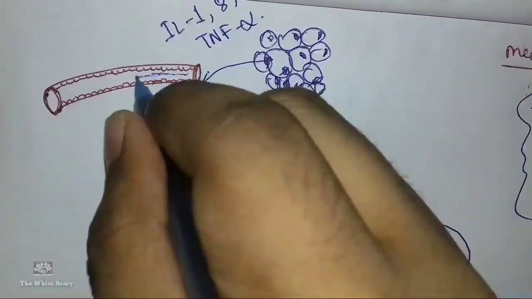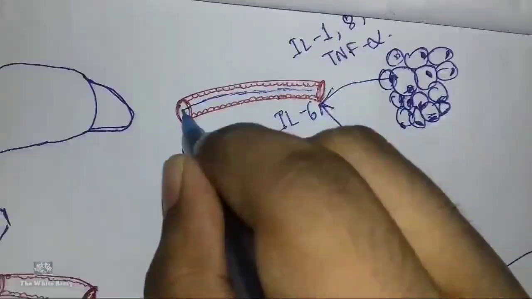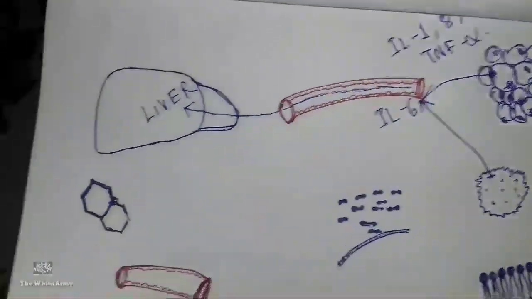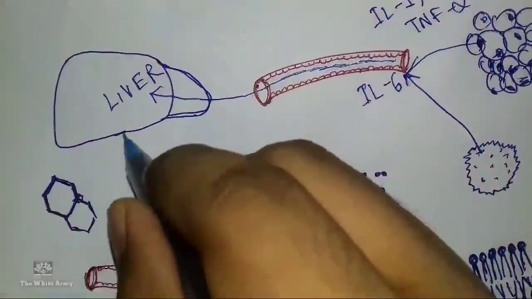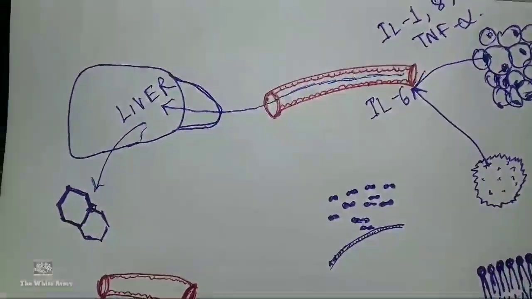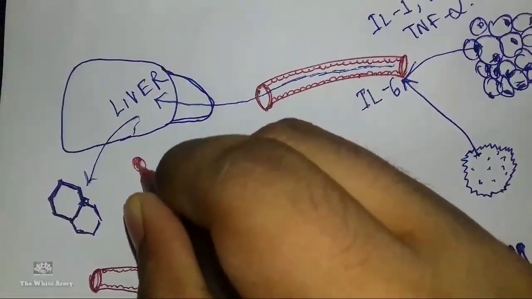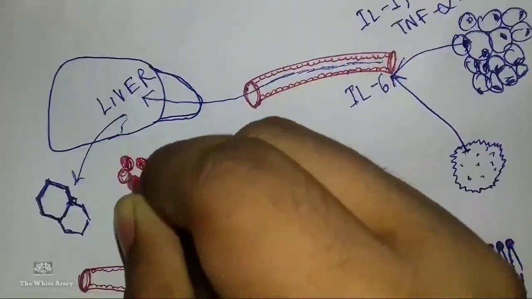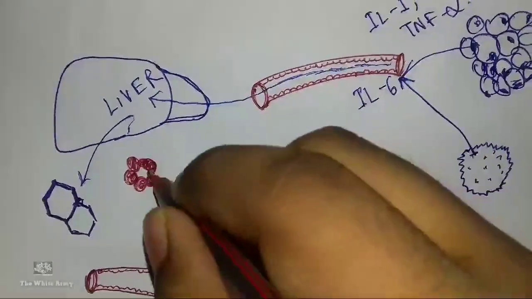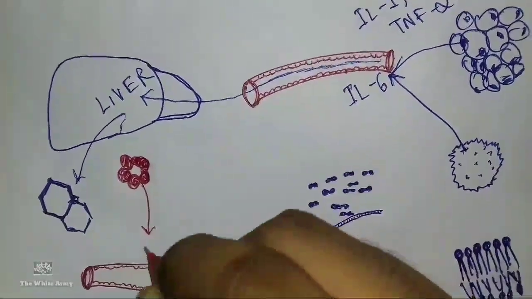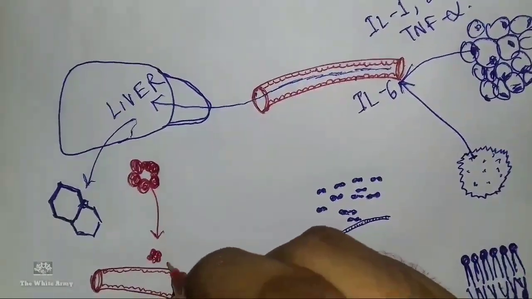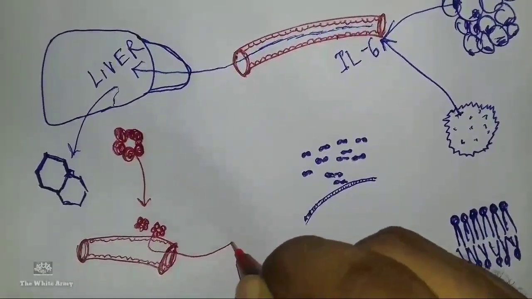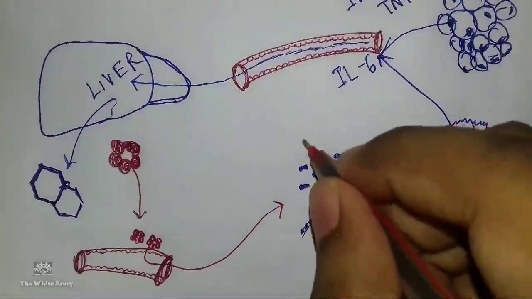In the blood circulation, this interleukin 6 goes to the liver, where it stimulates the hepatocytes to synthesize the C-reactive protein. So this is the C-reactive protein molecule, and these C-reactive proteins are released into the blood again, and from there they go to the site of the infection.